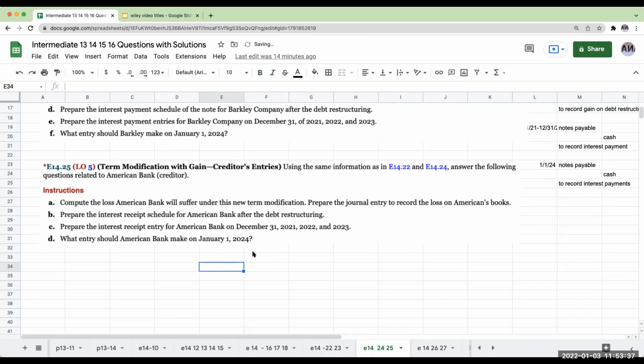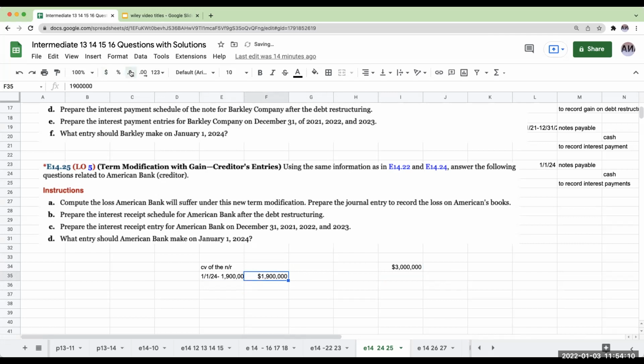So to figure out the loss that they're going to be recording on the books, we need to look at the carrying value of the note receivable, and compare this to our cash flow payments. So what are we going to be receiving in the future? Well, on 1/1/24, we're going to be getting 1.9 million.